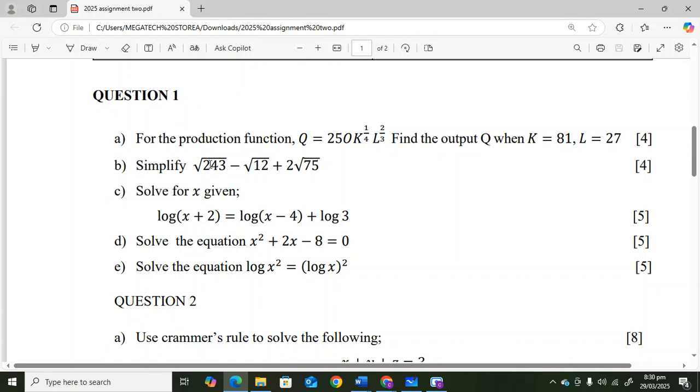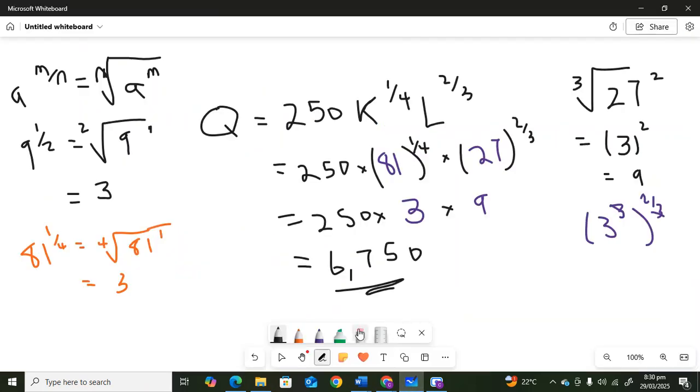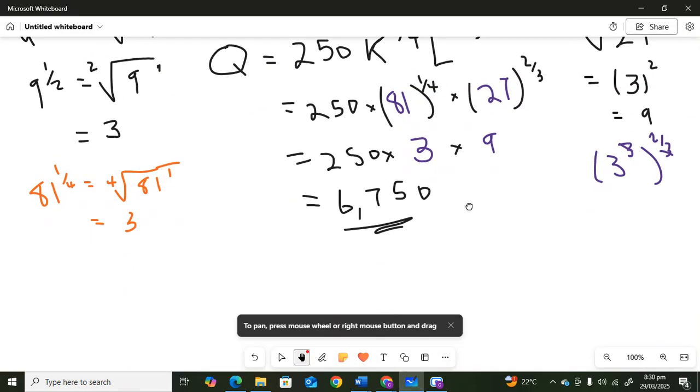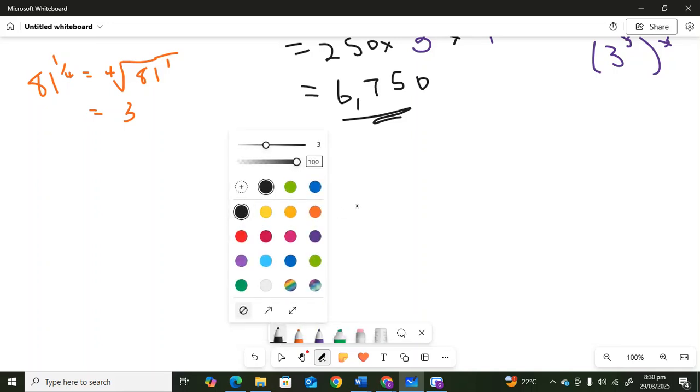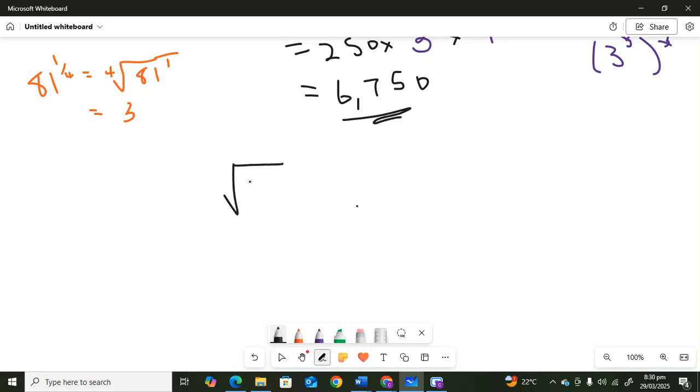Simplify the square root of 243 minus the square root of 12 plus the square root of 275. Okay, so this topic is on surds. The square root of 243 minus the square root of 12 plus 2 square root of 75.